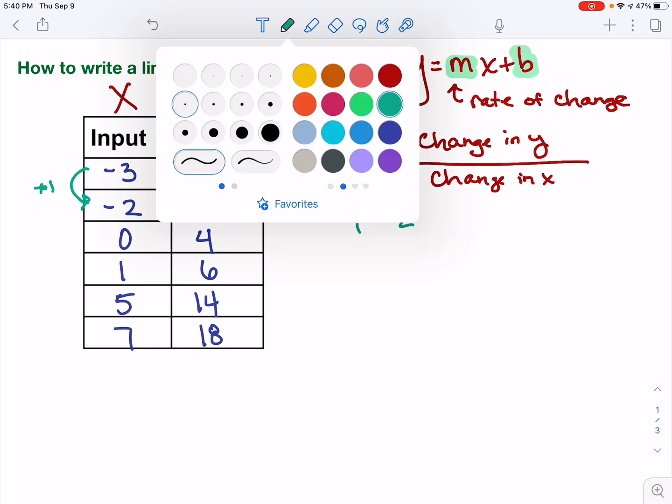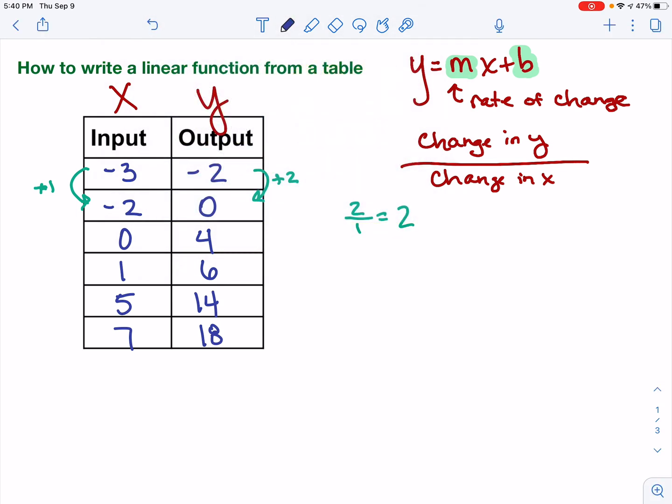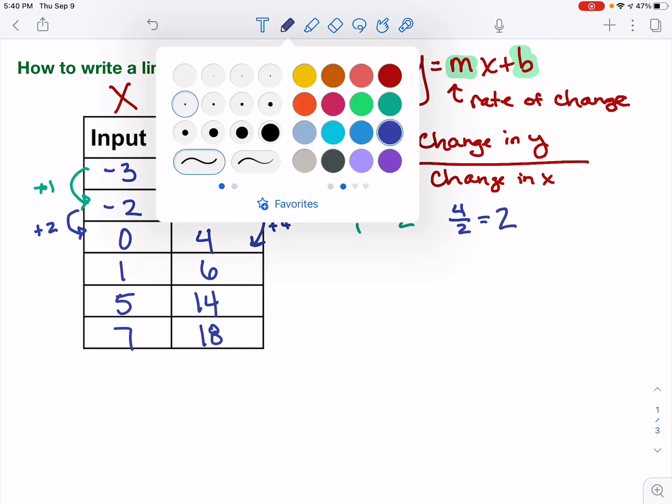So I'm going to change colors again. And now we're going to look at how much does my y change from 0 to 4. Well, that one goes up 4. On the left side, I look at my change in my x. And my change in my x increases by 2. So the change would be 4 over 2, because it's the change in y divided by the change in x. And that simplifies to 2. Let me try another one.